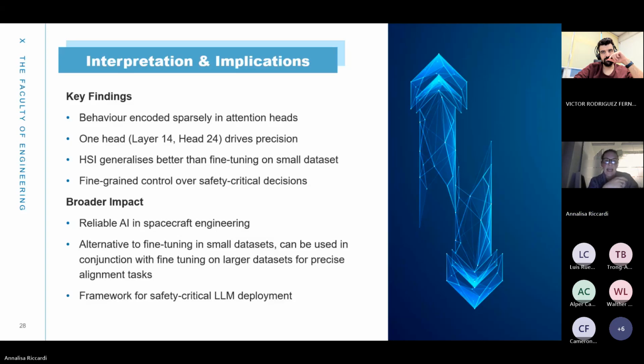And we have demonstrated that we can include fine-grained control action in safety-critical decisions and environments. So this obviously has a broader impact on reliable spacecraft engineering in general. It can be an alternative method to fine-tuning when you have a small data set, as I said. It could also be used in conjunction with fine-tuning to further strengthen the precision of the fine-tuning methods, and it could be used as a framework for deploying LLMs in safety-critical environments.